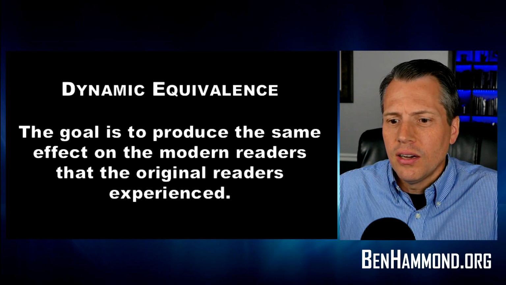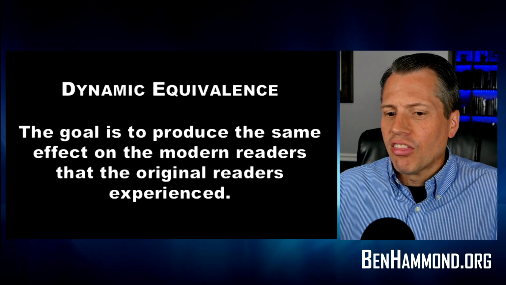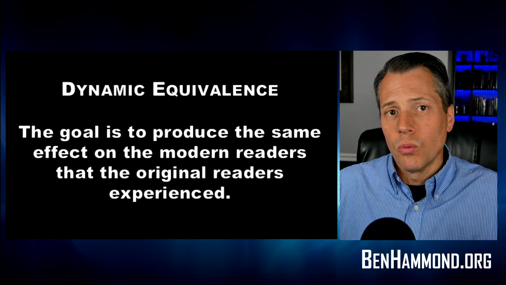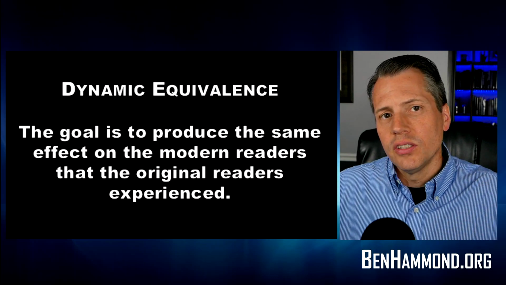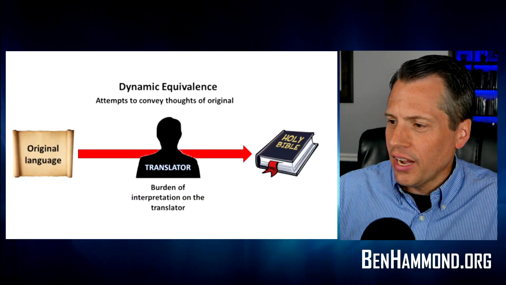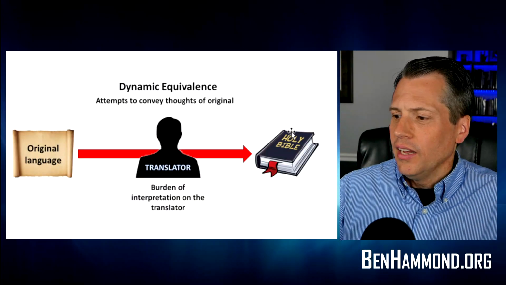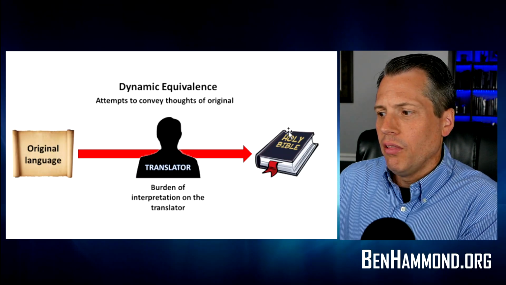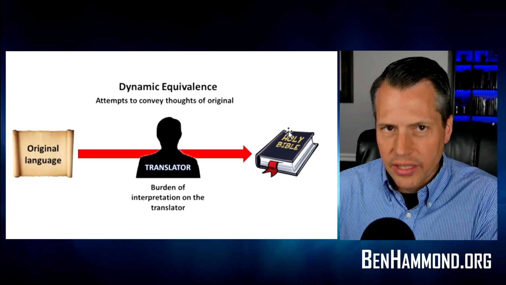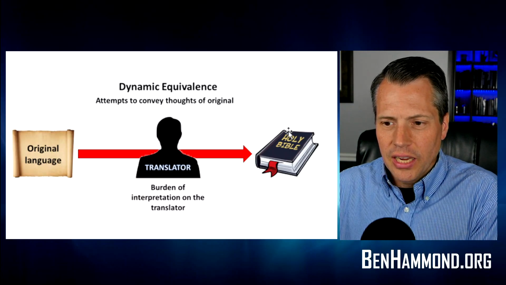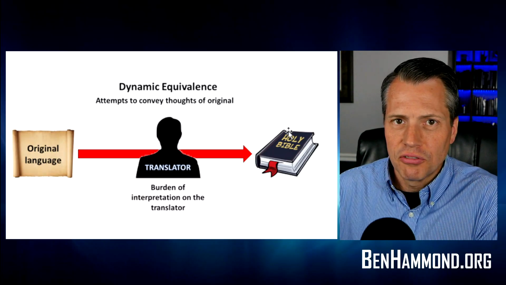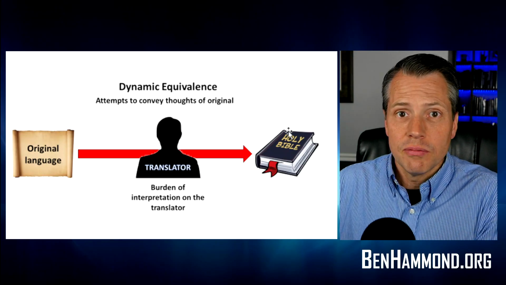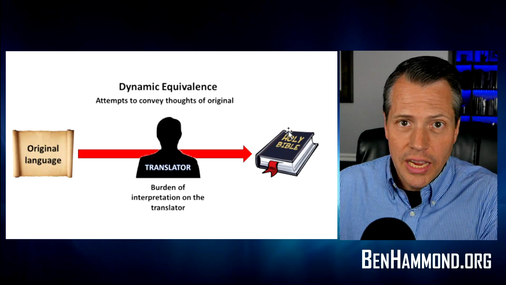It's often said to be more of a thought for thought. Rather than formal equivalent, where they attempt to go word for word, dynamic equivalence is thought for thought. So here's our little graphic. It attempts to convey the thought. What you can see now is that we've moved the burden of interpretation from the reader to the translator. So the translator is saying, what does it mean when it says Paul covered his feet? Maybe I would use a term like he went in to relieve himself, because English-speaking people would understand this, okay?